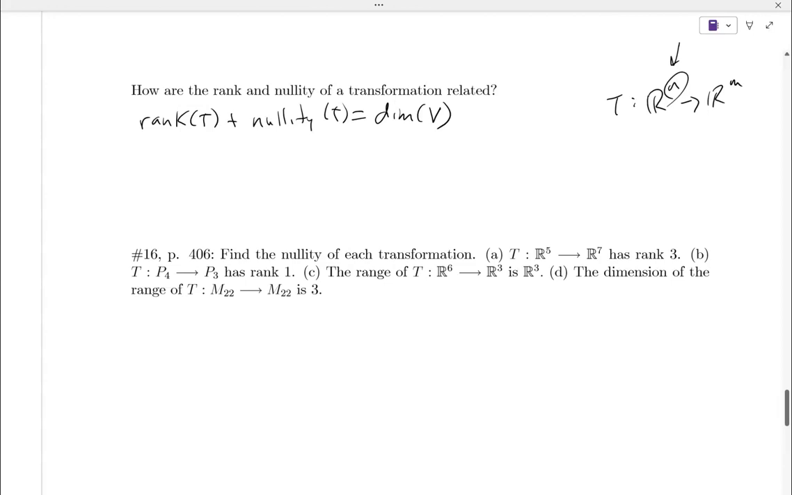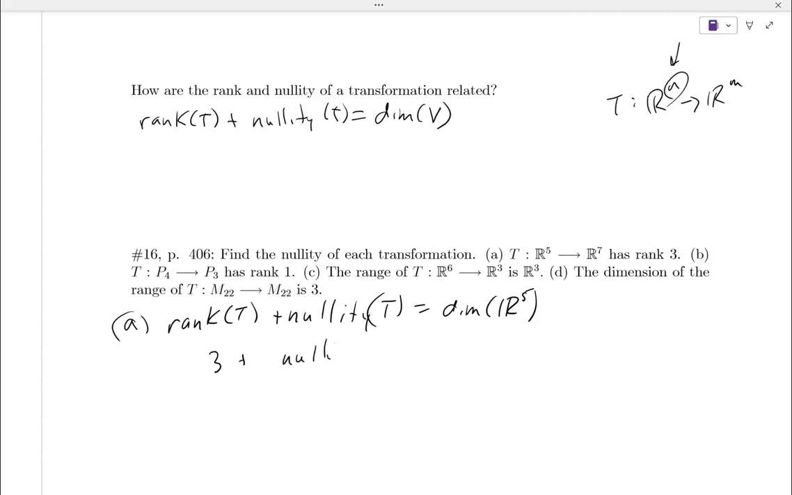So let's answer these questions here. These questions all involve that equation that we just came up with. The transformation from R5 to R7 has rank 3. What does its nullity have to be then? 2, yeah. So from the original equation, the rank of the transformation plus the nullity of the transformation has to be the dimension of your domain, which in this case is R5, right? 3 plus nullity equals 5, so the nullity is 2. Does that make sense? Literally just using the equation here, right?